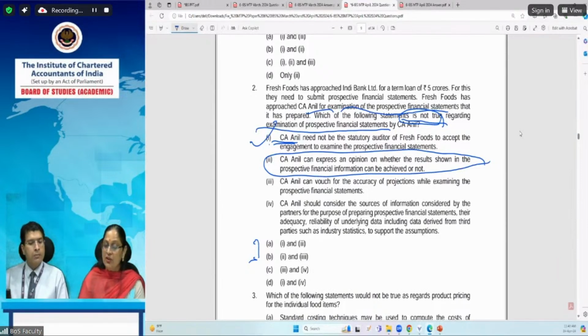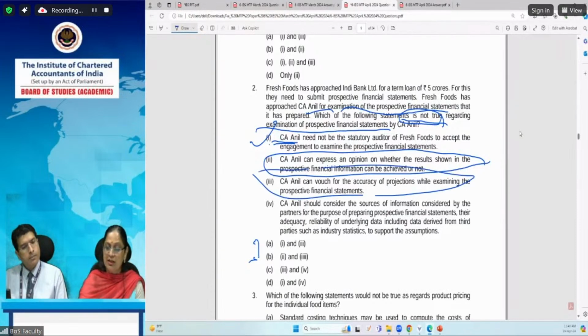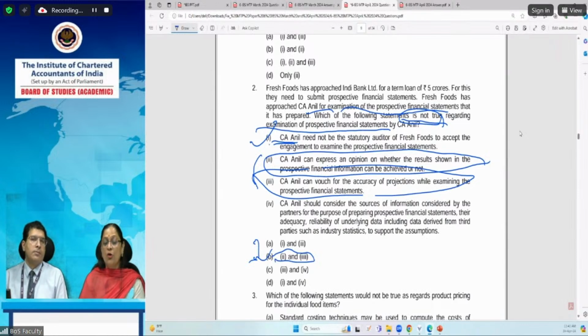CA can vouch for the accuracy of projection while examining the prospective financial statement? No. How can CA vouch? CA cannot vouch for the accuracy of projection while examining the prospective financial statement. So this is also not true because he cannot vouch for accuracy. So the answer, as I told you, wherever 2 is coming is the correct answer, and in B we have options 2 and 3. This is correct, but when we analyze all 4 statements, we need to read them carefully.